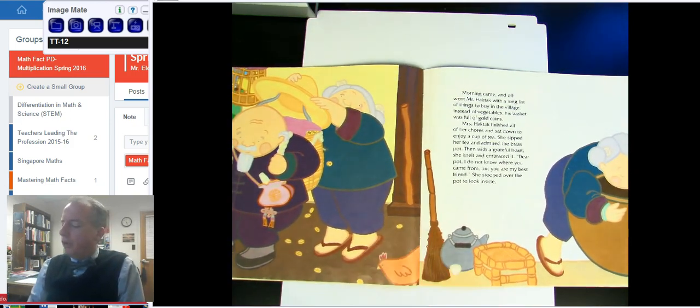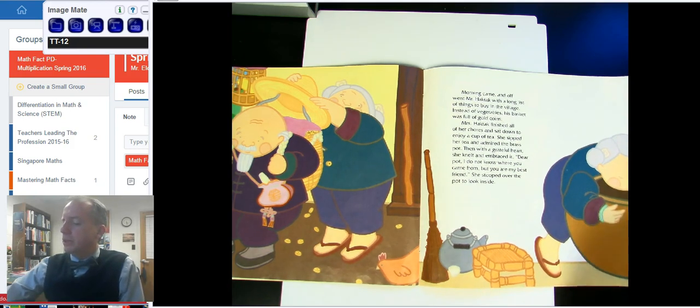Morning came, and off went Mr. Hack Tack with a long list of things to buy in the village. Instead of vegetables, his basket was full of gold coins. Mrs. Hack Tack finished all of her chores and sat down to enjoy a cup of tea. She sipped on her tea and admired her brass pot. Then, with a grateful heart, she knelt and she embraced it. "Dear pot, I do not know where you came from, but you are my best friend." She stooped over the pot to look inside.